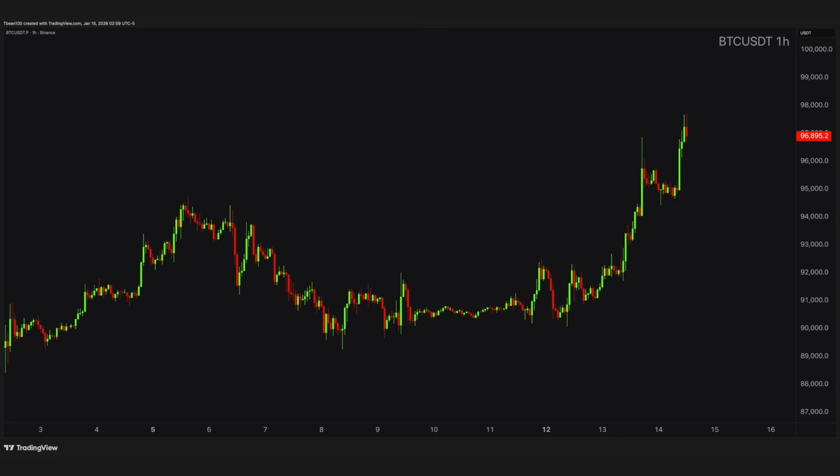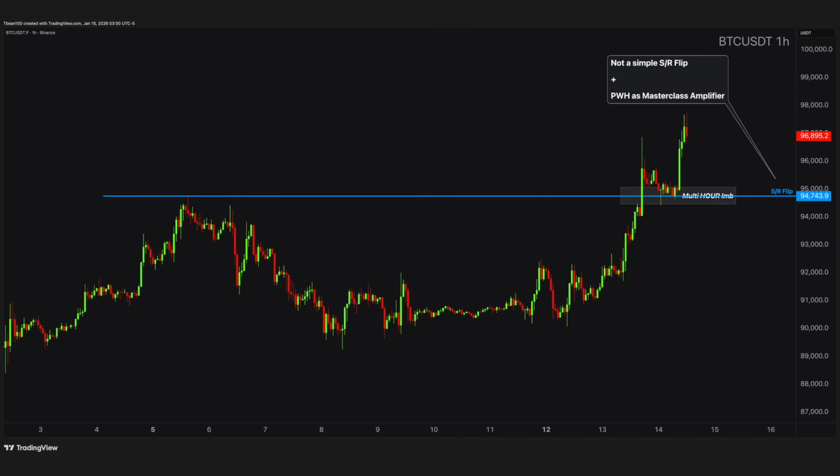In this multi-hour imbalance area, you also have a nice SR flip point. But this is not an ordinary point. It was also the previous week's high and acted as a massive amplifier. And if you look below, the overall trend had already changed to the upside before. Because of that, I can side with the bulls and the buyers.